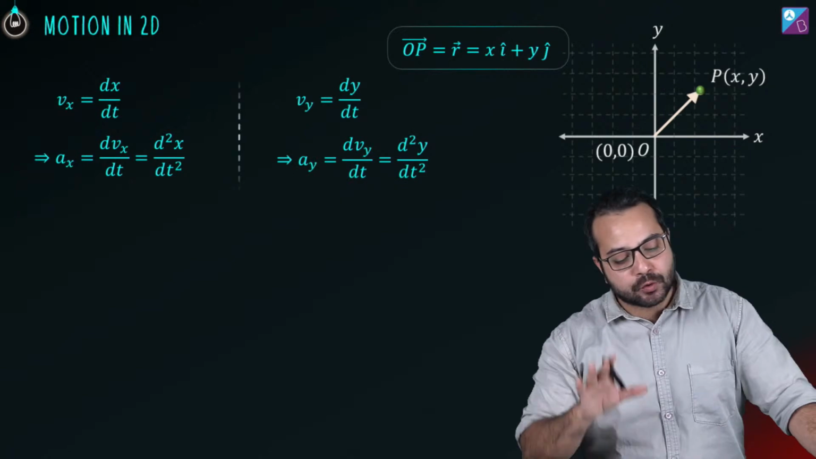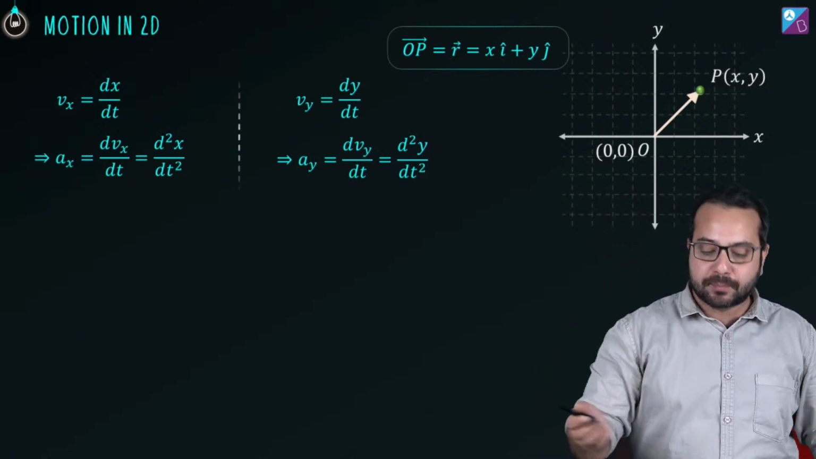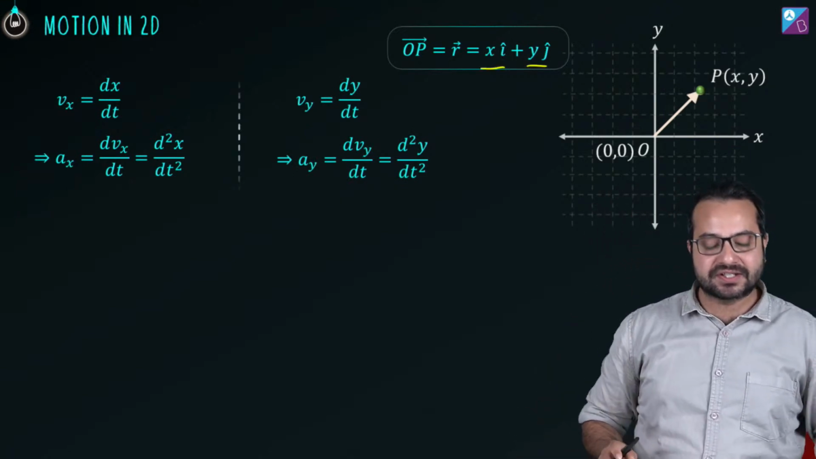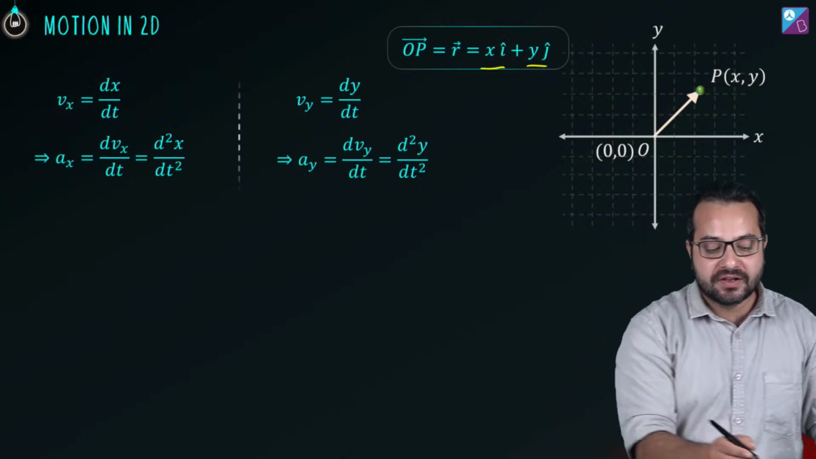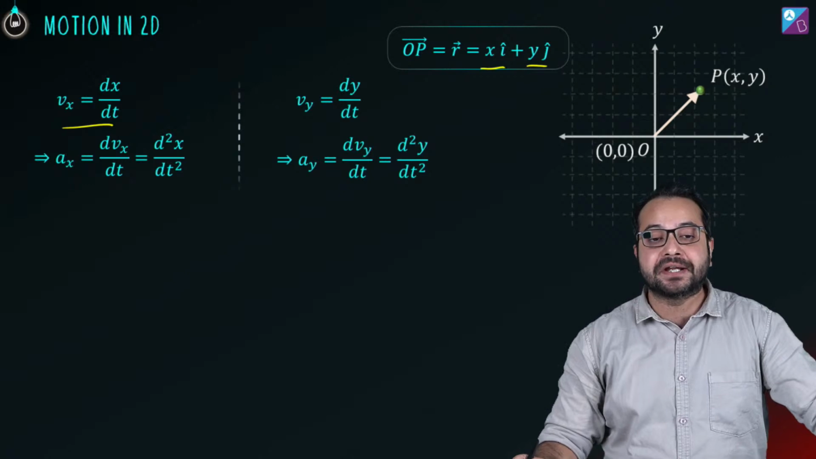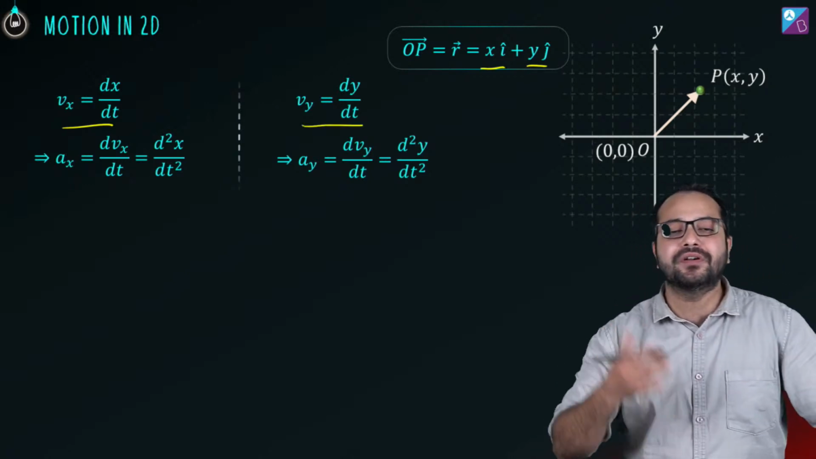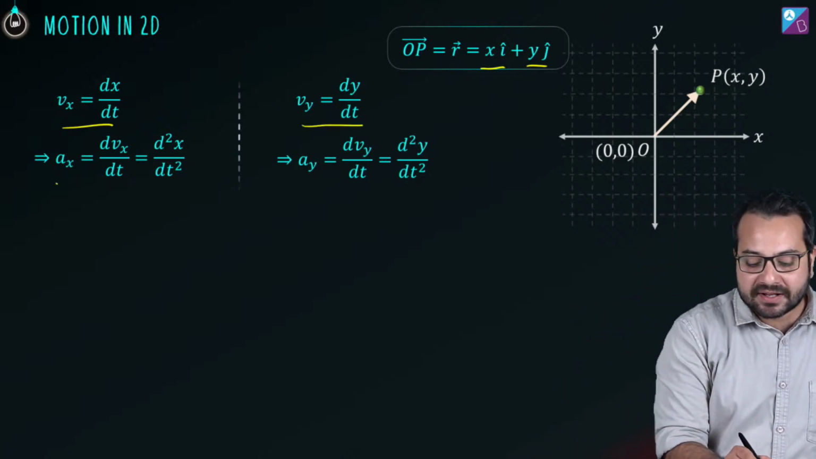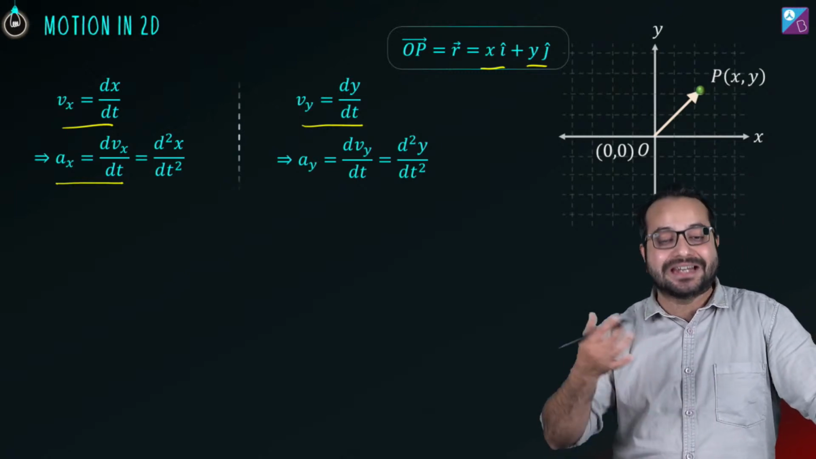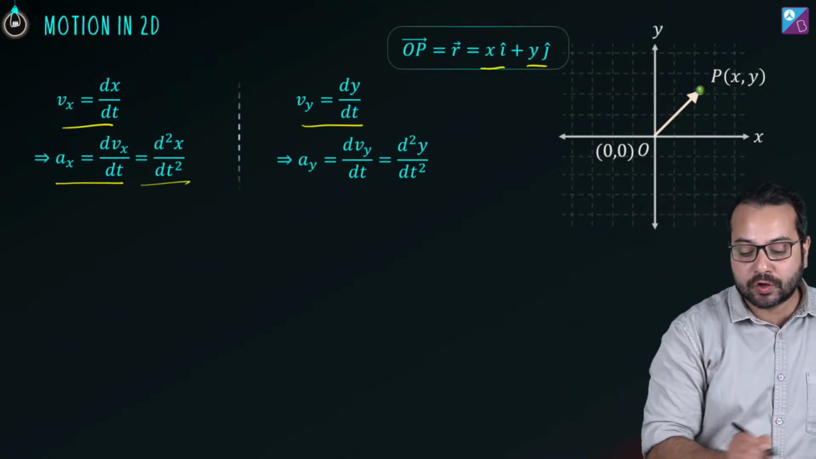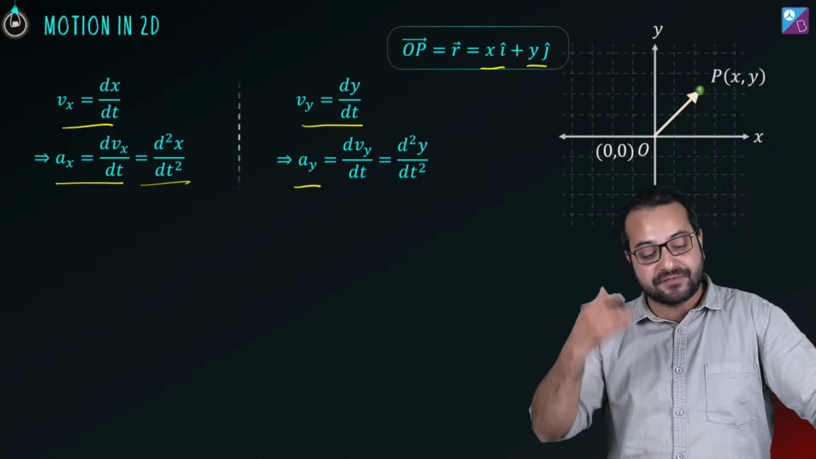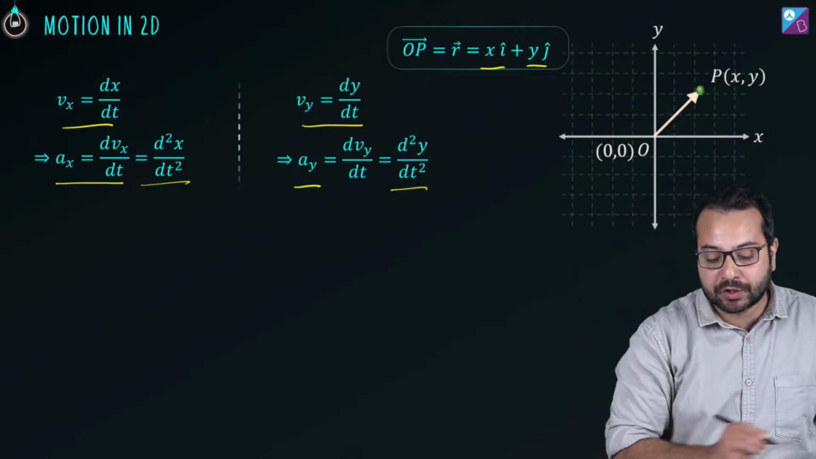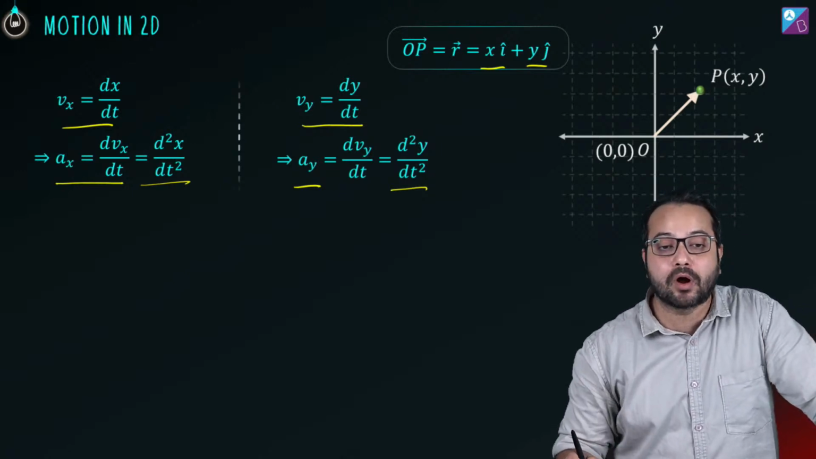Now I don't need to explain this slide to you. If the position vector is xi plus yj, then all we have to do is do things separately. Vx will be equal to dx by dt. Similarly, Vy will be equal to dy by dt. Acceleration in the x direction is going to be dvx by dt, which is also equal to d square x by dt square, and ay is going to be dvy upon dt, which is equal to d square y upon dt square.